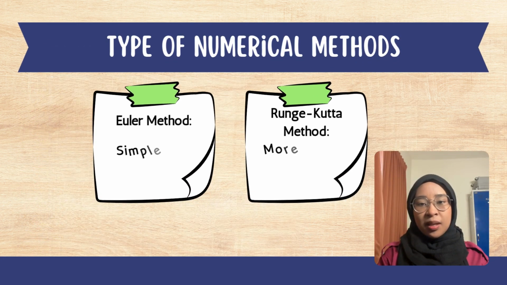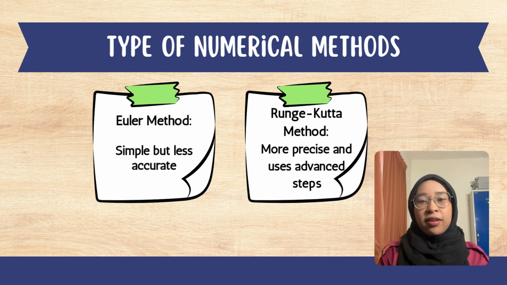There are several types of numerical methods for solving ODE. The Euler method is simpler but less accurate, while the Runge-Kutta method gives better precision. Both are useful to predict a system behavior without needing a direct formula. In this project, we apply both methods to get the solution.